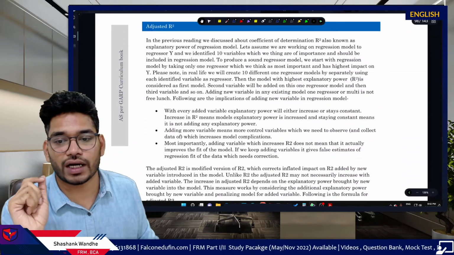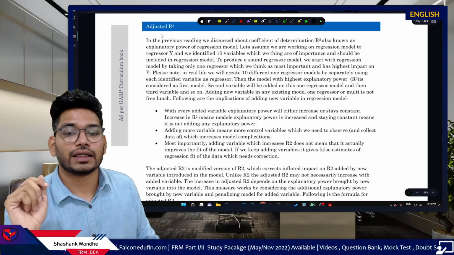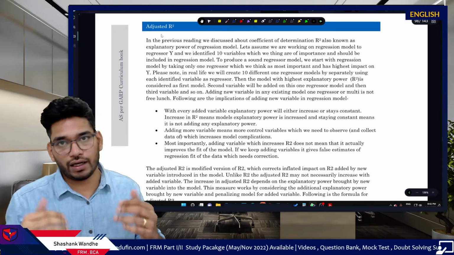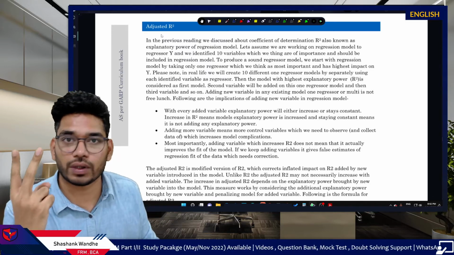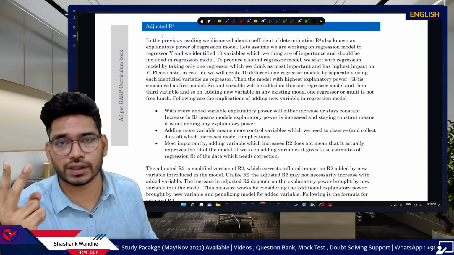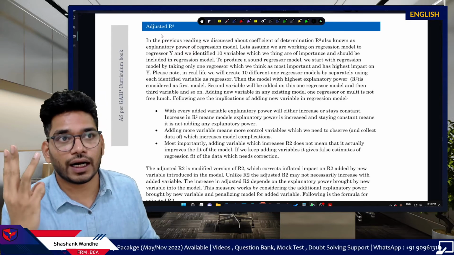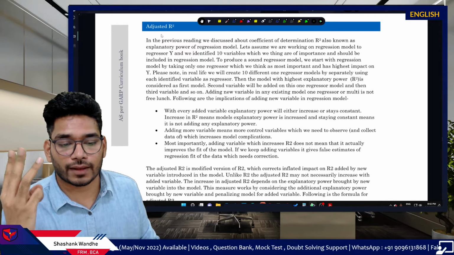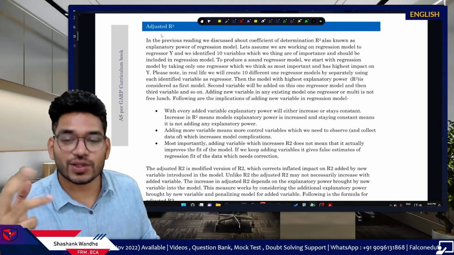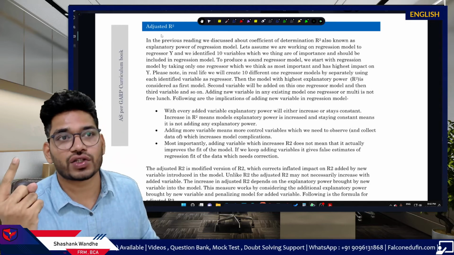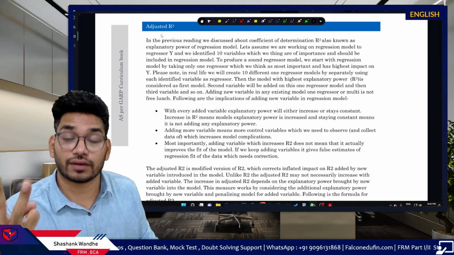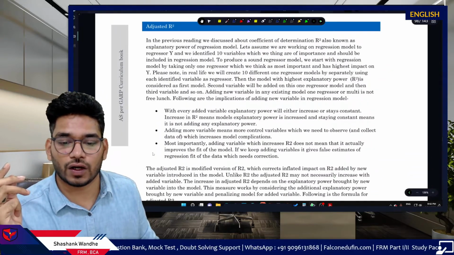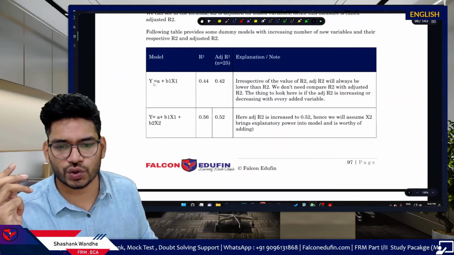Next is the adjusted R square. Adjusted R square is again a most important area. Understand what adjusted R square is, and understand how to calculate it. You must know how to calculate the adjusted R square. So first is the understanding of adjusted R square. Second, calculation of the adjusted R square. And third is the interpretation and meaning of adjusted R square.